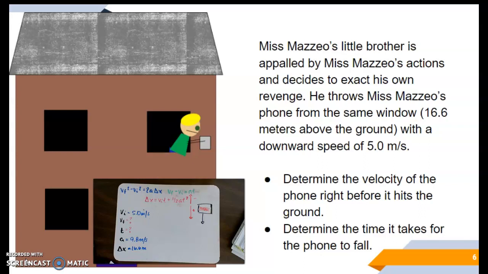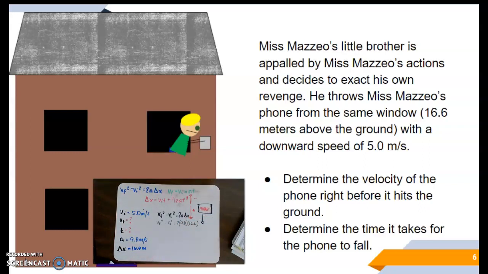So I will first use VF squared. Here, let's make this a little bit more organized. VF squared minus VI squared equals 2A delta X. I'm looking for the VF squared. My VI this time is 5. Still have the same acceleration, and I still have the same displacement.